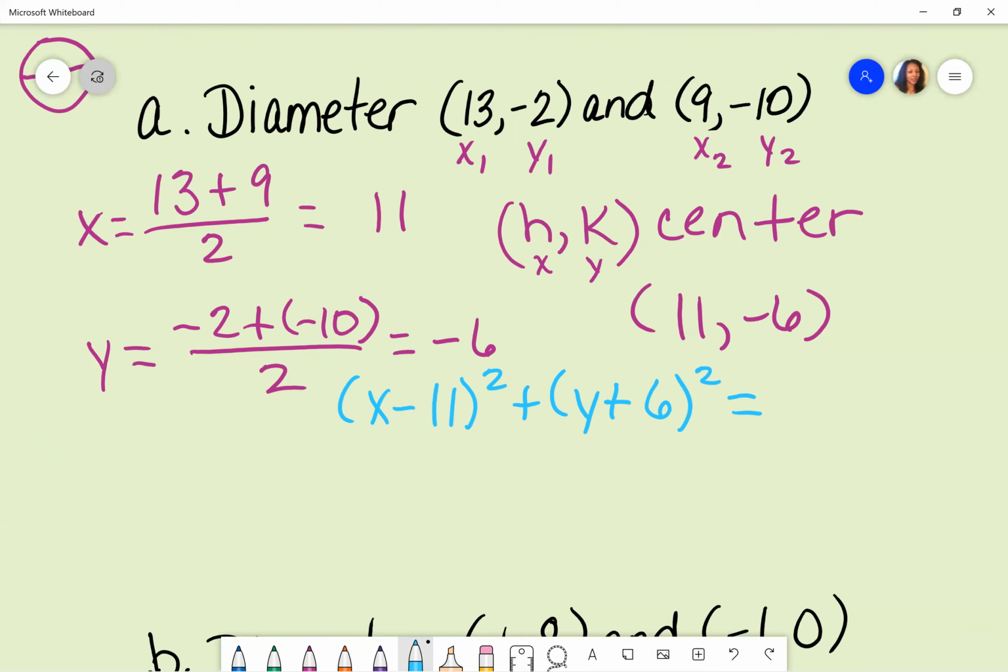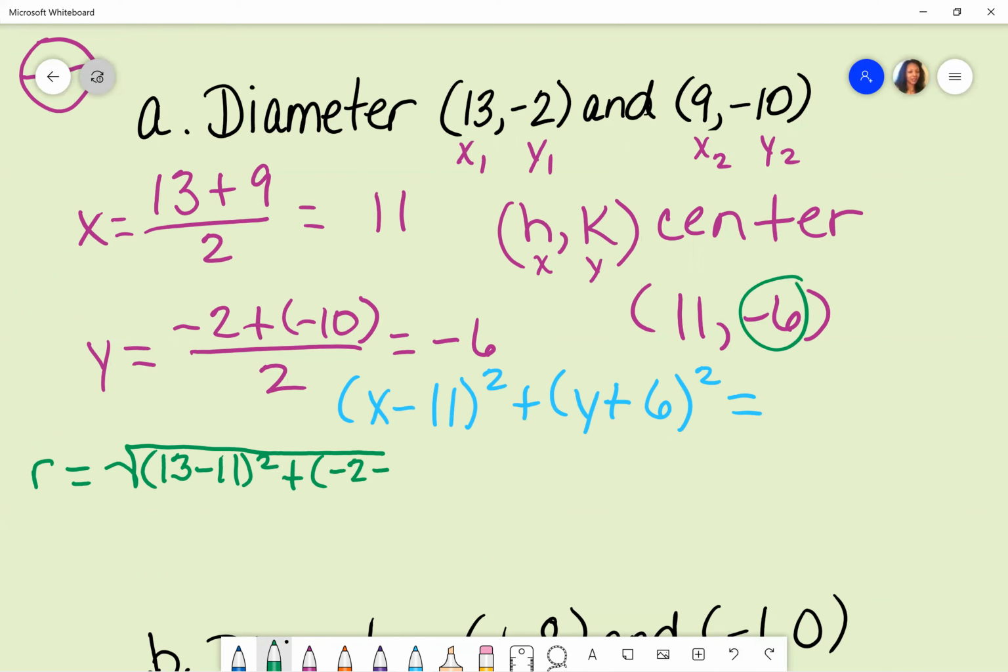In order to find my radius, that's when I use my distance formula, but instead of using d, I'm going to use r. And that formula tells me to take, and it doesn't matter if I want to use this ordered pair or the other one, just stick with one or the other. So I'm going to replace my x with 13. My h is my center, which is 11. And I'm told to square that and then add it to my y, which is negative 2, minus my k, which is negative 6, which means this is really going to turn into a positive 6. And I am squaring that.